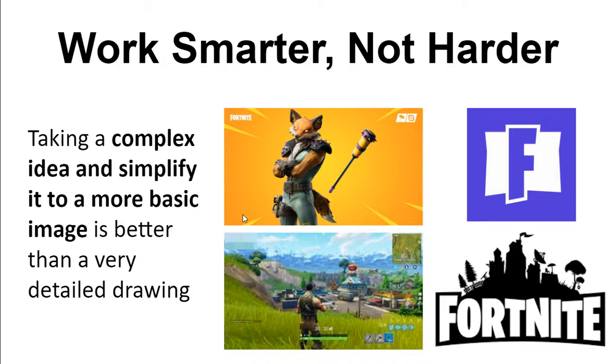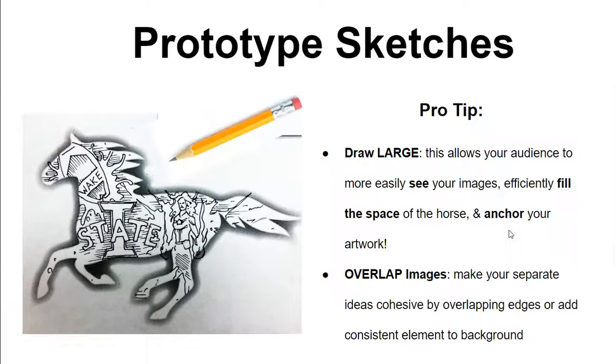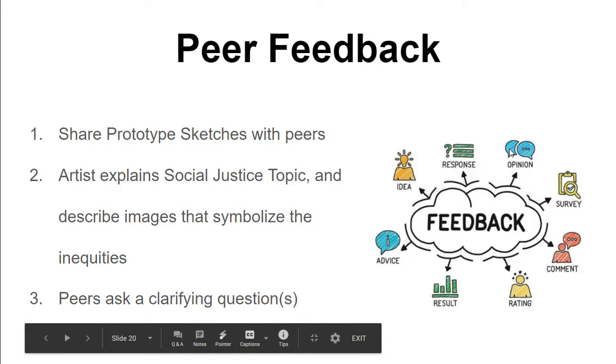We're going to take a complex idea and simplify it into a more basic idea. And then we're going to be looking at some examples and non-examples of prototype sketches. So an example is to draw big, fill the page, make sure it bleeds to the edge, and also have some overlap. You don't want to draw small because there's a lot of unused negative space, and it's harder for your audience to see that. So I talk about those examples in the sketch there.